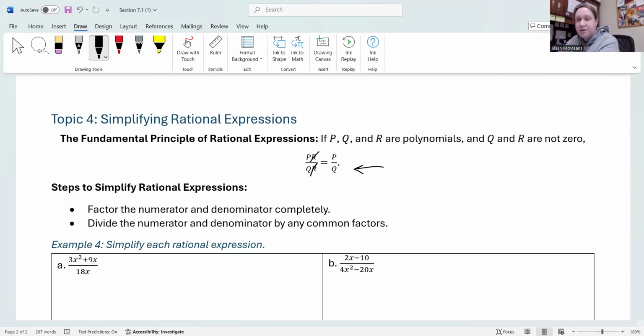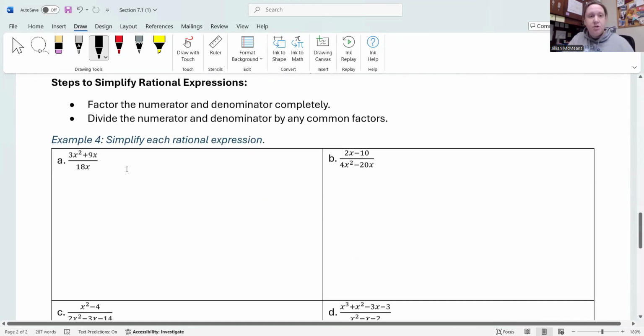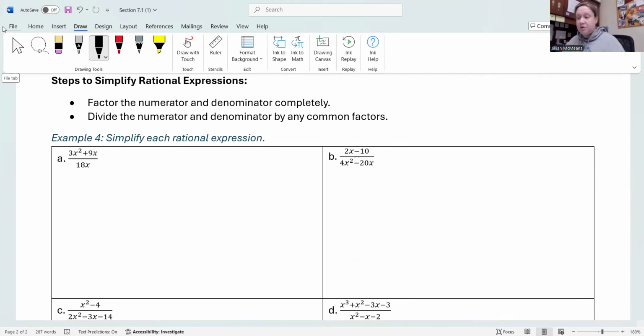A lot of times, instead of divide the numerator and denominator by the common factor, you'll see cancel common factors between the numerator and denominator. Just remember, when we cancel in math, things don't just disappear. They divide to become 1, or they add and subtract to become 0, okay? So let's go ahead and look at example 4. Example 4 says simplify each rational expression.